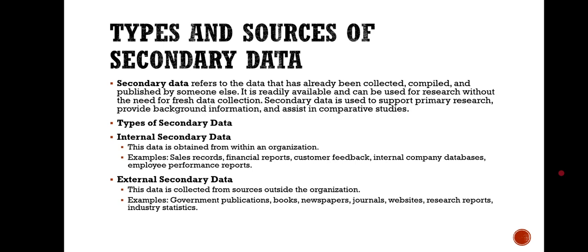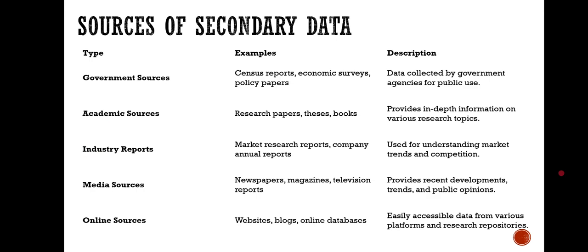Okay, and books that you read on a daily basis for your studies, this data also comes under external secondary data. So these are the sources of secondary data. These are the types of data. First we have government sources, academic sources, industry reports, media reports, online sources. So let's understand these one by one with examples.